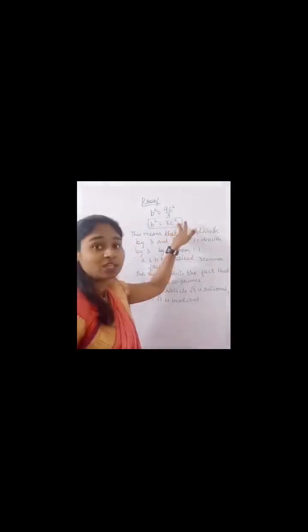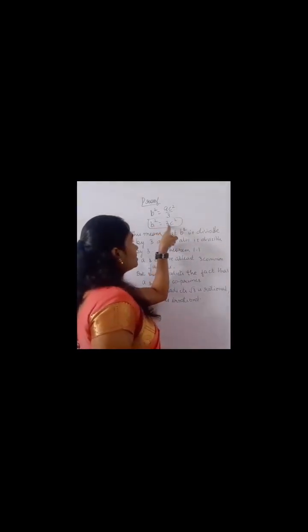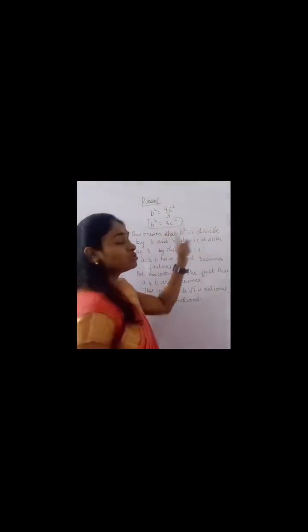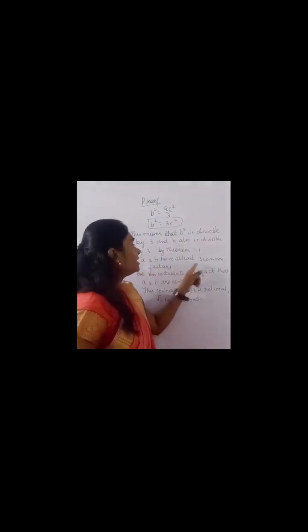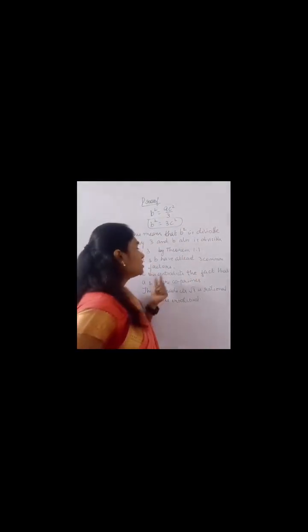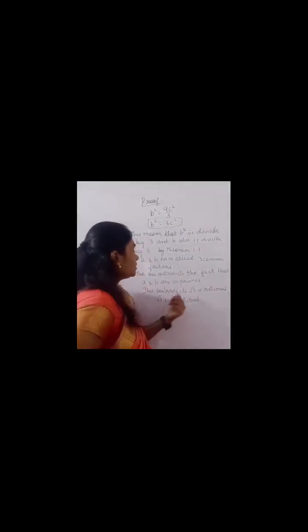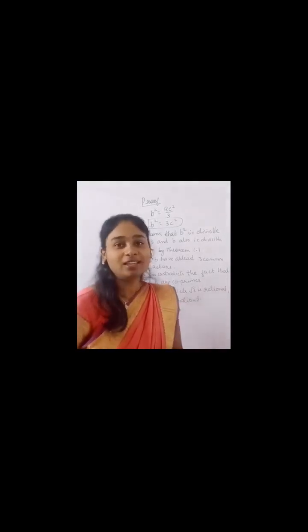So what does this mean? That this b square is divisible by 3. If b square is divisible by 3, then b is also divisible by 3, okay? So therefore, a and b have at least 3 as a common factor, right? But this contradicts the fact that a and b are co-primes, and this contradicts that root 3 is rational. Therefore, root 3 is irrational.